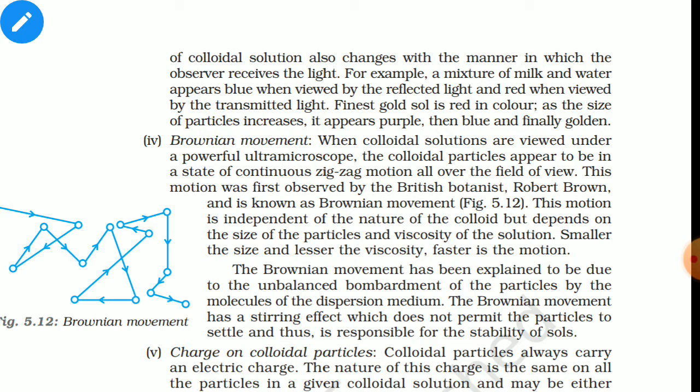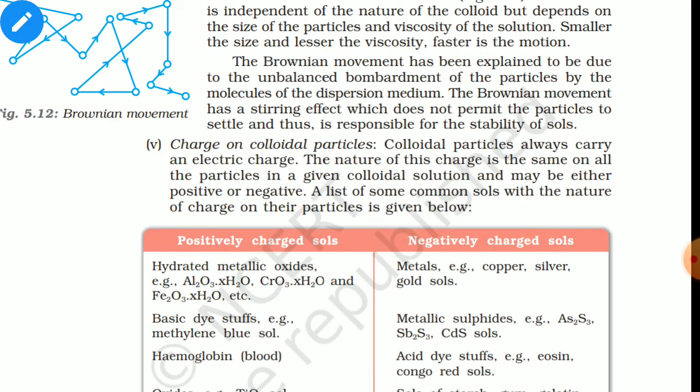The colloidal particles also show Brownian movement. Now, charge on colloidal particles. Next video, I will discuss about the topic.